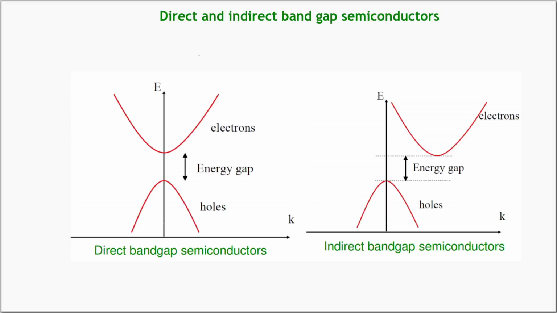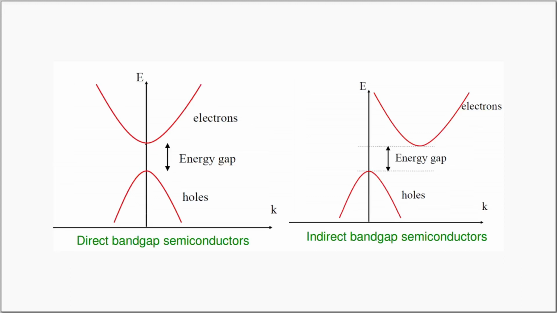Hello, welcome back. In this video, we'll discuss the direct and indirect band semiconductors. We have seen in our discussion about a particle moving through periodic potentials that energy bands are possible. But when you represent the energy bands in the K space, we'll get curves something like this. The lower curve represents the valence band and the upper curve represents the conduction band.